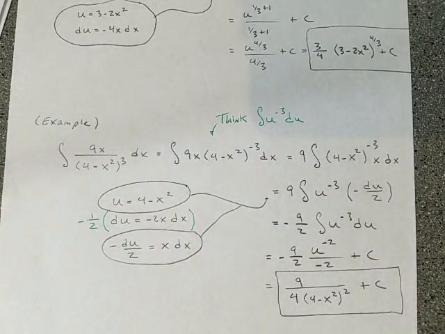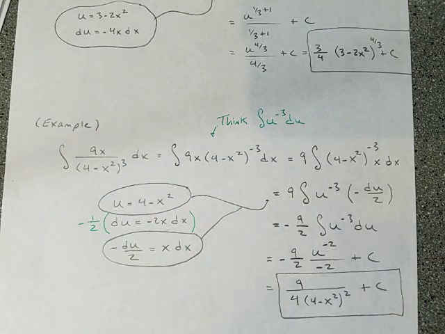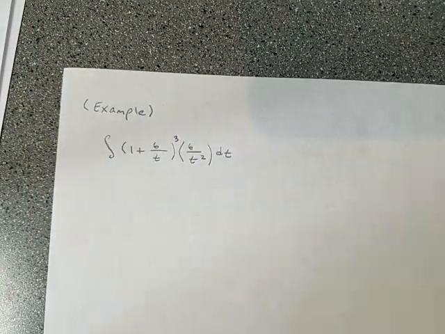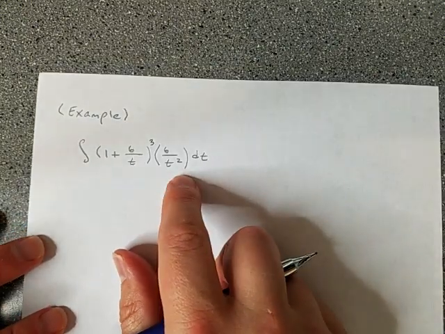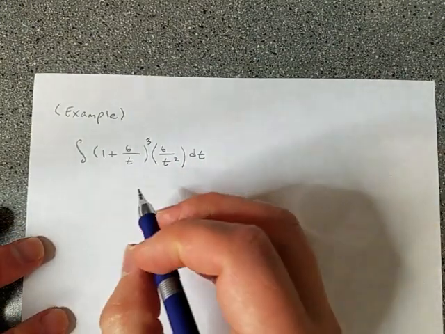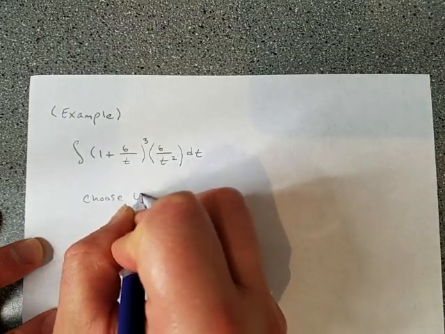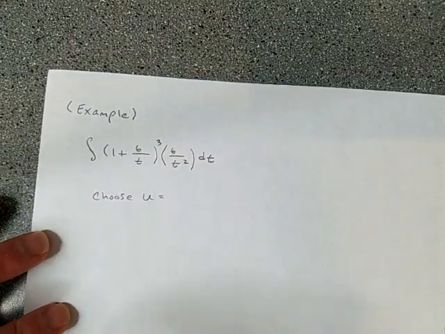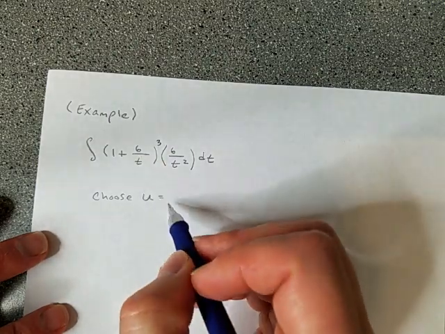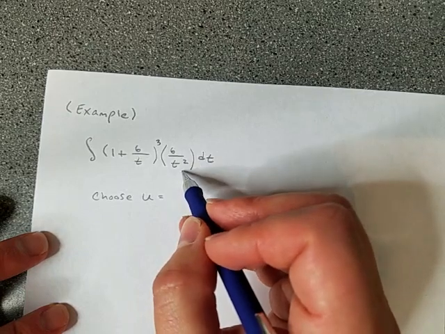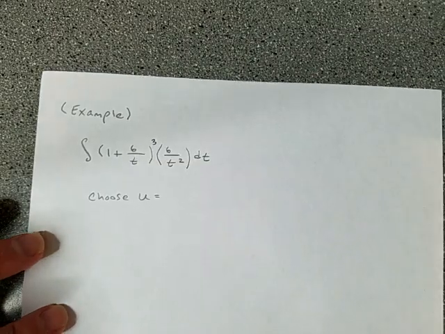Let me see. Okay, so let's do this one. All right. Well, what do you think about this one? How would you do this? Substitute what? You're going to choose u to be something, but what? Should u be 1 plus 6 over t? Should it be that? Or should u be 6 over t squared? Or what? What should it be?